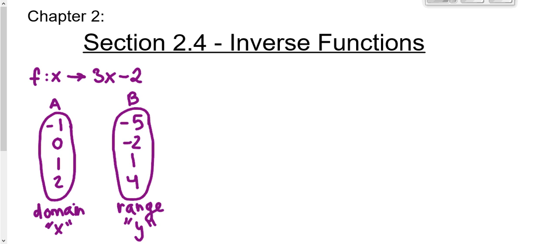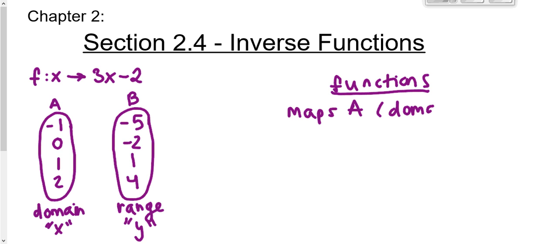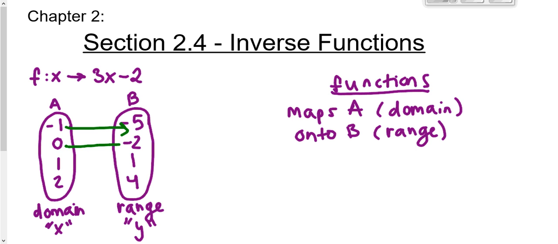So let's think back to our definitions. For a regular function, we said that a function maps A, that first oval, which is our domain, onto set B, which is our range. This is just a little bit of review from what we did before. So what happens is one of these maps to one of those. And we really just have one of each.